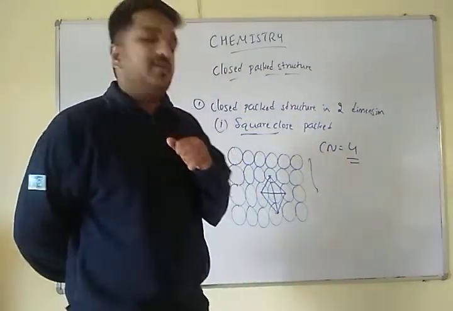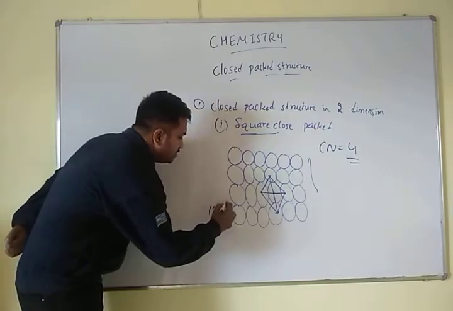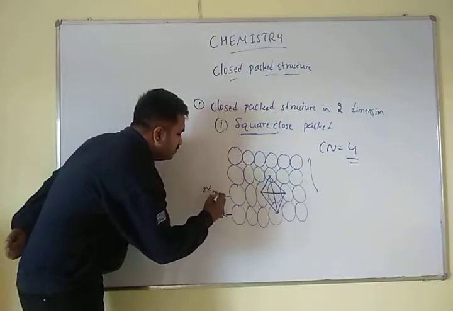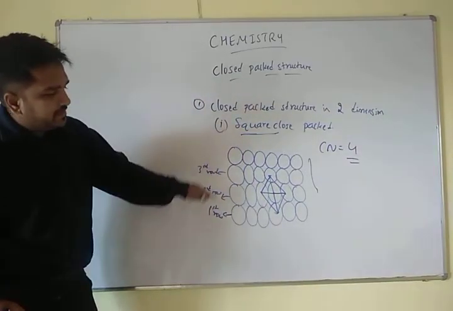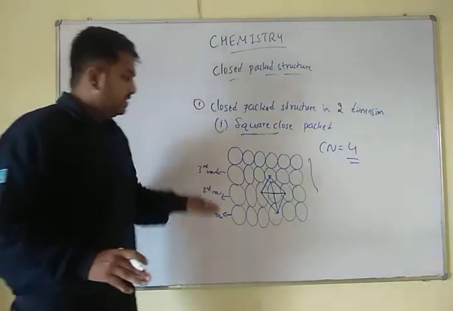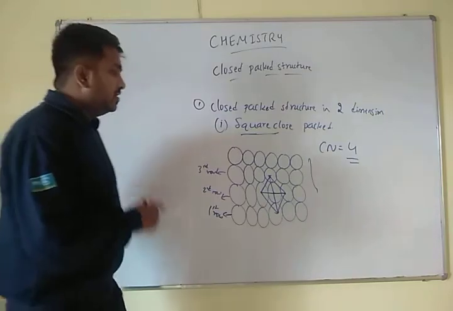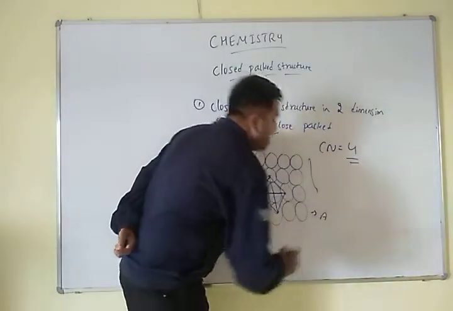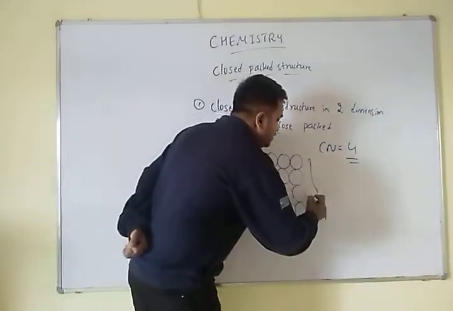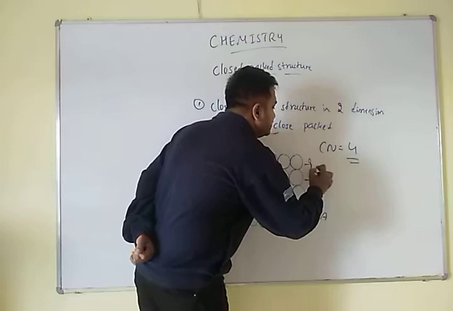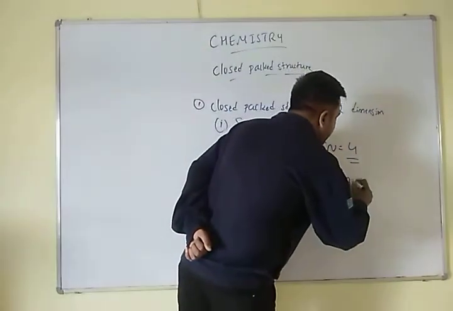And if you look at the arrangement, this is the first row, this is the second row, and this is the third row. And all these arrangements are identical. That means all these arrangements are exactly the same. They do not have any differences. So if we call this arrangement A, and this is also the same repeating unit, so this is also A, and this is also A, and this is also A. So this type of arrangement we call AA arrangement.